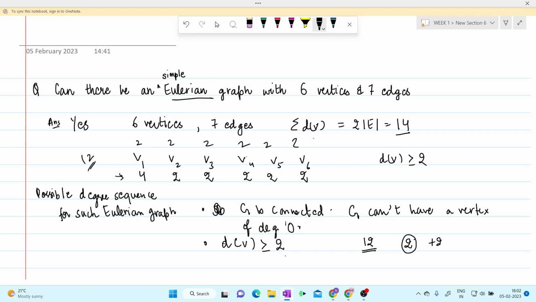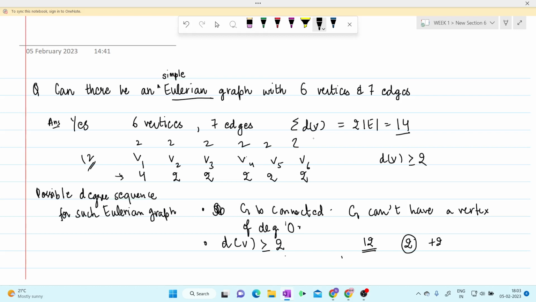So I have to add 2 more degree in total. There are only two possibilities: either I assign plus 1 to 2 vertices, or I assign plus 2 to 1 vertex. But I cannot assign plus 1 to 2 vertices because then we'll have 2 vertices of odd degree, and a simple Eulerian graph cannot have a vertex of odd degree. Therefore, we have to assign plus 2 to one vertex, and therefore this is the only possible sequence. Now is it clear?